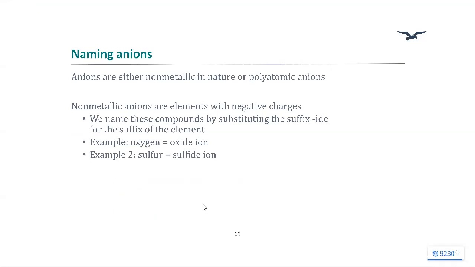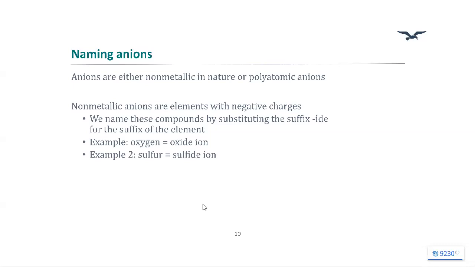Anions, on the other hand, are not quite as complicated because there are no transition metals to worry about. We're talking about something that is non-metallic, or we're talking about one of those polyatomic ions that we asked you to memorize. Now, for the ones that are non-metallic, the ones that we pull off the periodic table, we are going to adjust their names slightly to convey that they have a negative charge. So that's what this is talking about right here.